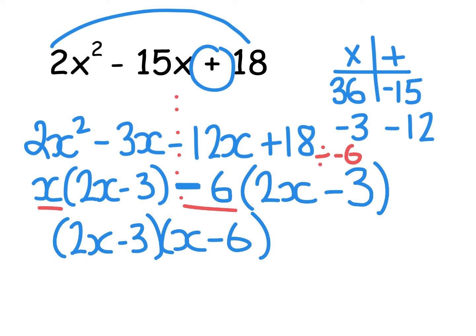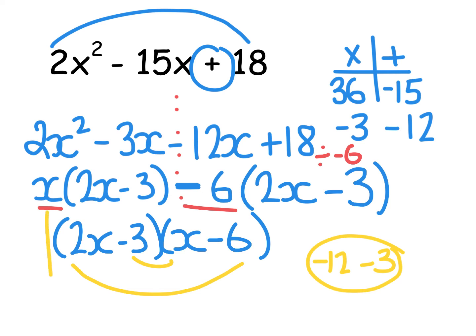It's always worth doing a quick check on these. When I talk to my pupils, I say check the outsides and the insides. Those outside numbers give me a minus 12. Those inside numbers give me a minus 3. And if you combine them, that gives you the minus 15. So this is our answer that we are looking for.